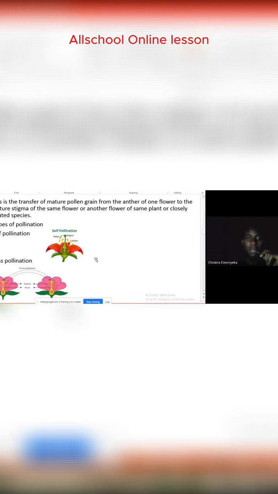As long as the whole process is taking place in more than one flower at the same time, it is cross pollination, regardless of their position. They can be on the same stem. They can be on different stems. As long as it's two flowers, it's cross pollination. Okay, sir. Exactly. Thank you, sir. You're welcome.